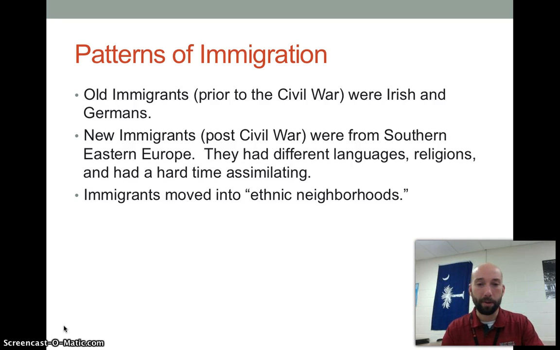So these new immigrants from Southern and Eastern Europe, like Italy and Greece, are going to look different, they're going to talk different, and so it's going to be really tough for them to assimilate. So one thing they do, which should sound right, is they moved into ethnic neighborhoods. They moved into neighborhoods with people similar to them, which is kind of what we've always done, right? Move into neighborhoods with people that speak our language, people who look like us, act like us, do similar things like us. So that's what happens. They move into these ethnic neighborhoods like Little Italy.